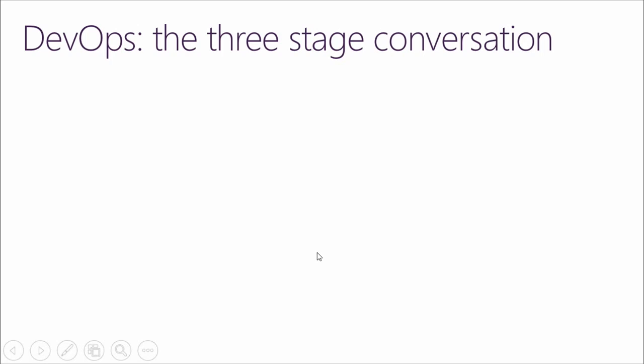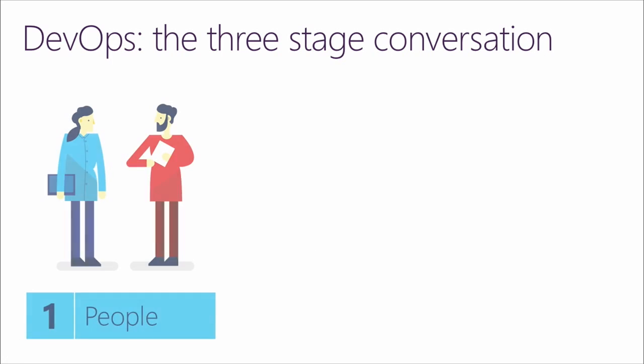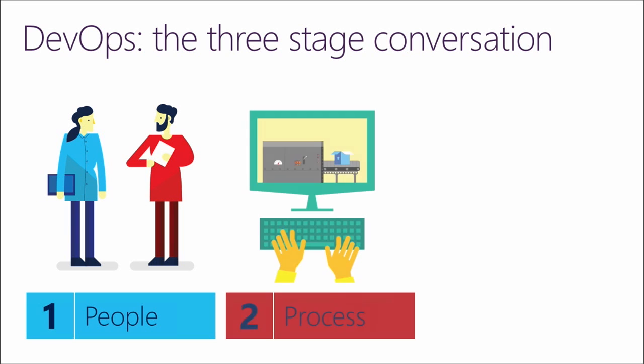But what does DevOps actually mean? What does it look like in terms of how do we try and define it? So if we take a look at this at a very high level, DevOps is a three-stage conversation. It's first about people, and it's also about processes.